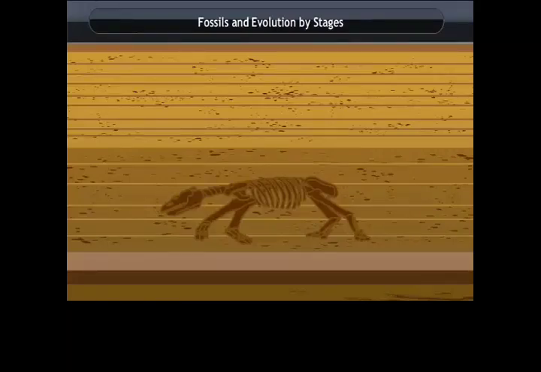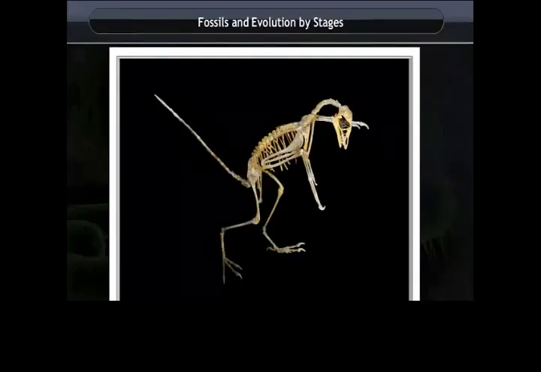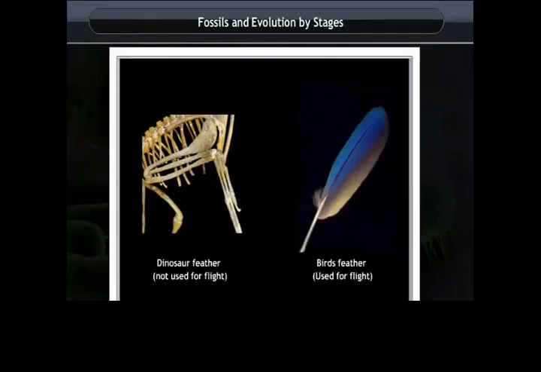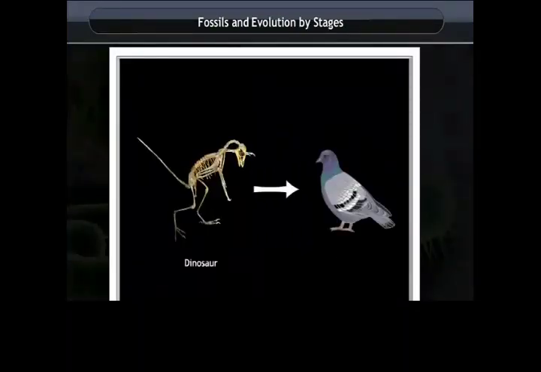Link of fossils in the process of evolution. Look at these pictures. These are the fossils of 4 different organisms, while this is a fossil of a dinosaur which had feather imprints. This indicates that some dinosaurs had feathers but would not use them for flight. These were gradually adapted by birds who used them for flying. Hence it is clear that birds evolved from dinosaurs which were reptiles. Thus we conclude that fossils provide evolutionary relationships between different species.